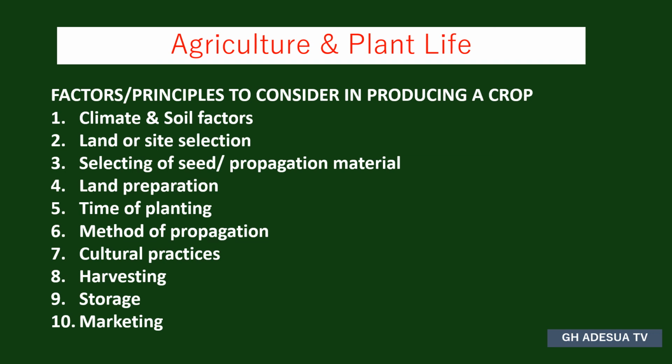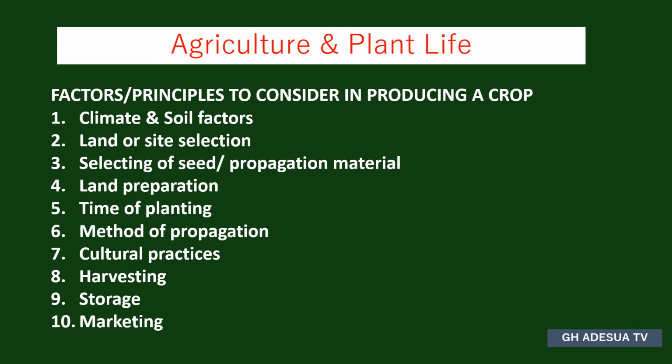Then another key thing is the time of planting. Crops grow within particular seasons. If you plant at the wrong time of the season, you may miss out, and by the time that you need water to get the crop to grow, the rains would have stopped and there would not be any water or rain to get it to grow. So the time of planting is key.